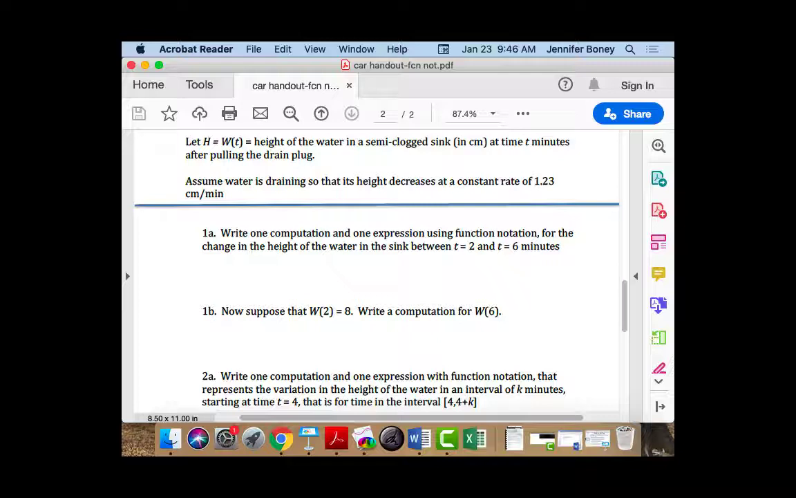So we'll write it the other way. You write w of 2 plus negative 1.23 times 4, or times 6 minus 2: y initial plus mdx. So this computation, if I know that w of 2 is 8, is the initial height of the water minus 1.23 times 4. So it started at 8 centimeters worth of water in the sink, went down by 1.23 centimeters per minute for the next 4 minutes. Now I know the height at time 6.